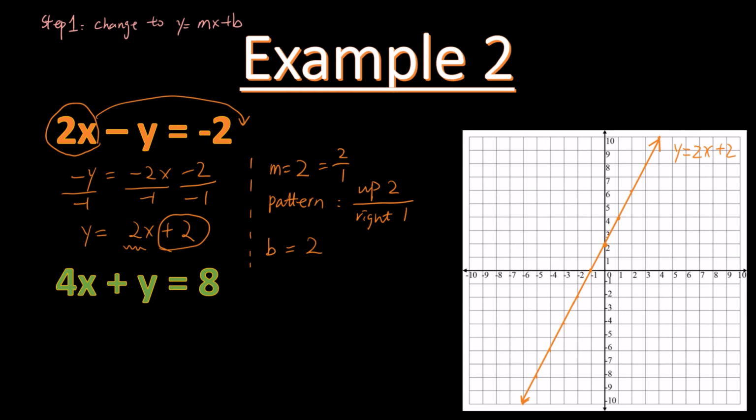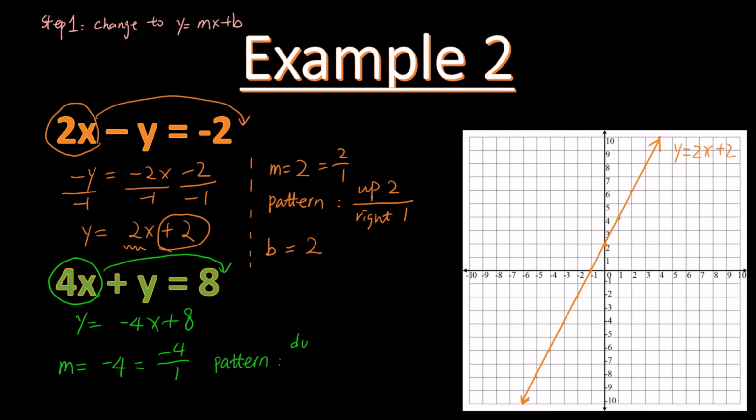For the second equation, we do the same thing. We transpose the 4x to the right. We have y equals negative 4x plus 8. The coefficient of x is the slope, so m equals negative 4, and we rewrite the negative 4 as a fraction, which is negative 4 over 1. And from here, we can tell the pattern of this line, which is down 4, right 1. And whatever after the x is the y-intercept, so b equals 8.